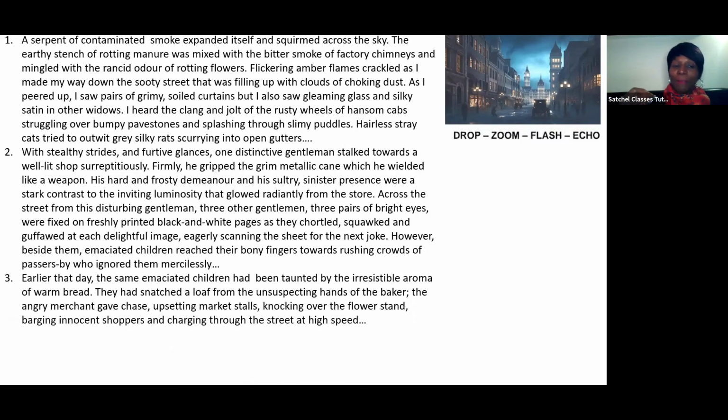This is a flashback. Earlier that day, the same emaciated children had been taunted by the irresistible aroma of warm bread. They had snatched a loaf from the unsuspecting hands of the baker. The angry merchant gave chase, upsetting market stalls, knocking over the flower stand, barging innocent shoppers and charging through the street at high speed.